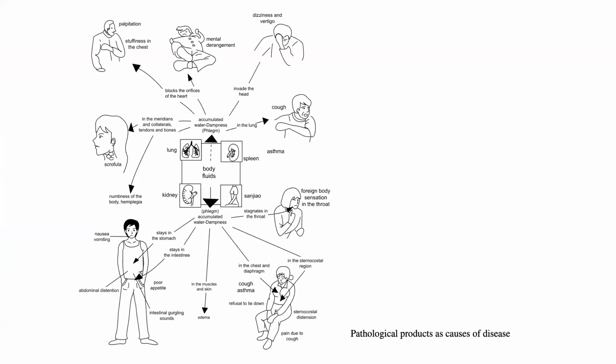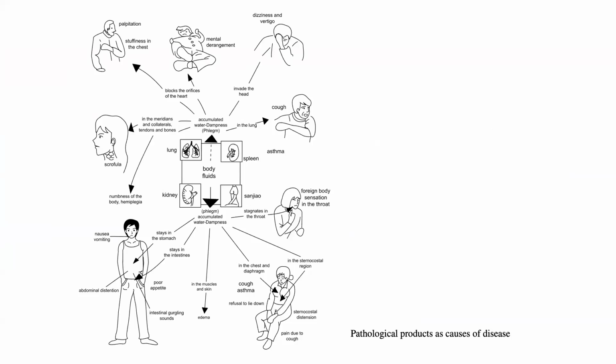Here is an illustration showing the pathological products as a cause of the disease, particularly the phlegm. The organs involved here are the lung, the spleen, the sangao, and the kidneys. Any disharmony or dysfunction among these organs can lead to accumulation of water dampness and the formation of phlegm. If it invades or blocks the heart orifices, it can cause stuffiness in the chest and palpitation and mental derangement. If it invades the head, it can cause dizziness and vertigo. If it invades the lung, it can cause cough and asthma.